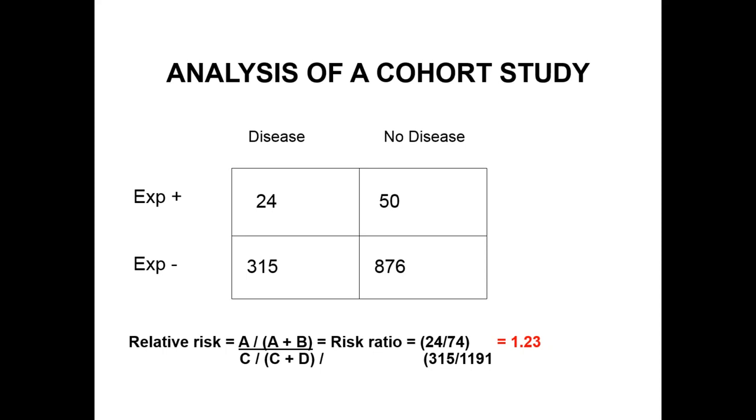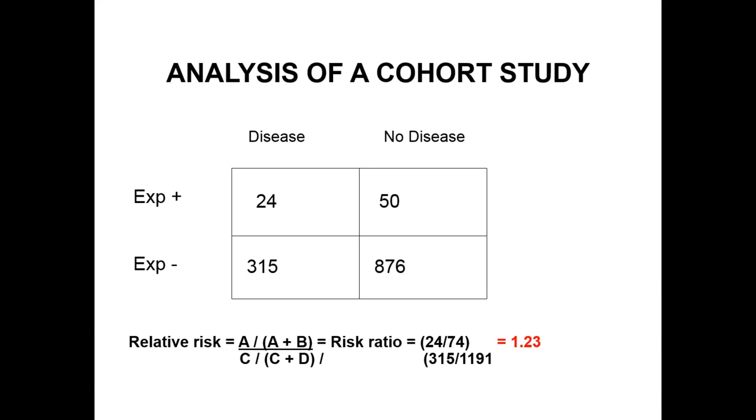So we have our denominators for our risks. What are our numerators? Well, the exposed group has 74 people, out of whom, remember it's a proportion, 24 got the disease. So now we have our numerator, now we have our risk. It's 24 divided by 74. Oh, I see we have the numbers there, so I didn't need to calculate anything. Okay. 315 in the unexposed group, 315 divided by 1191.